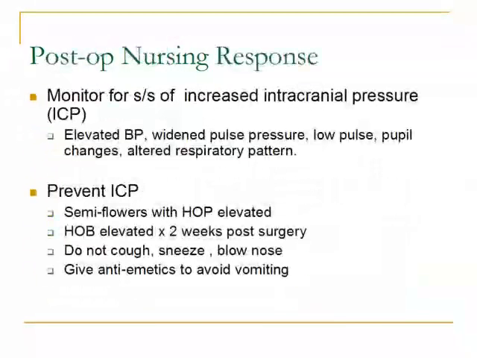Other post-op nursing interventions include monitoring for signs and symptoms of a potential increased ICP. If that happens, the patient will typically have an elevated blood pressure and a widened pulse pressure. What that means is the systolic pressure is typically elevated, while the diastolic remains relatively stable, which leads to that widened pulse pressure. Normal pulse pressure is about 30 to 40 millimeters of mercury. Think of 120/80 and the difference between those two, whereas you're going to see that number grow larger in the patient that has increased ICP.